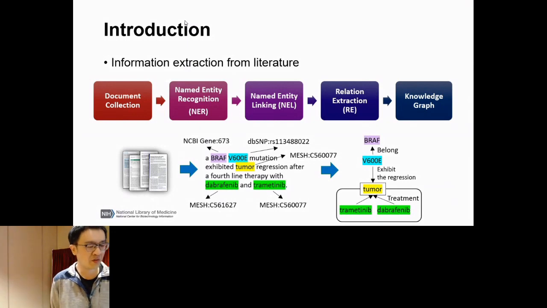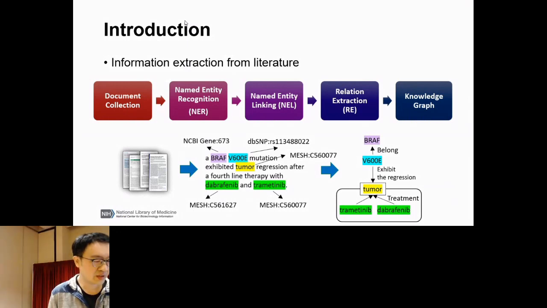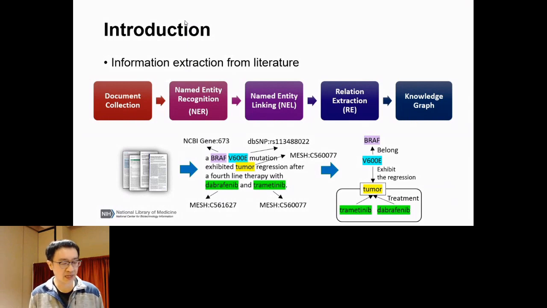With the rapid growth of biomedical text, automatic information extraction from literature is critical for downstream applications in research and real-world settings. Here I show a general information extraction pipeline. It contains 3 important steps. The first is named entity recognition, which is to recognize the entity mentions from the text and classify the entity type.